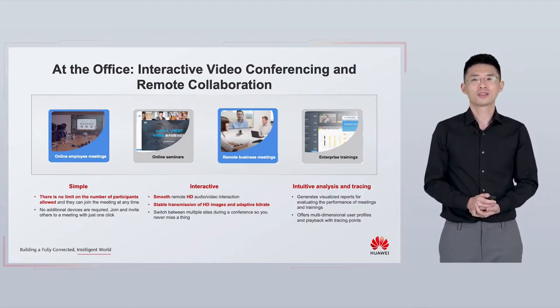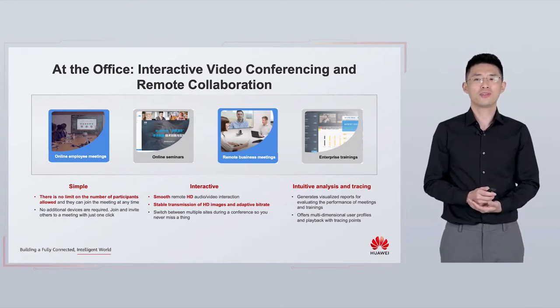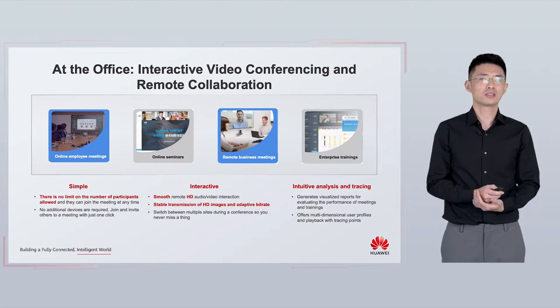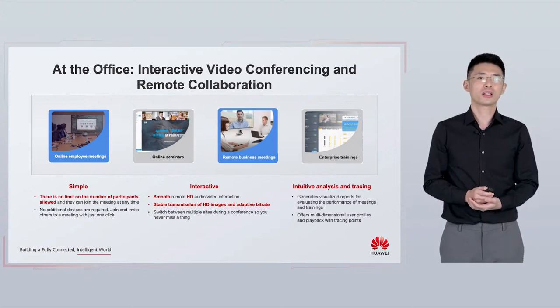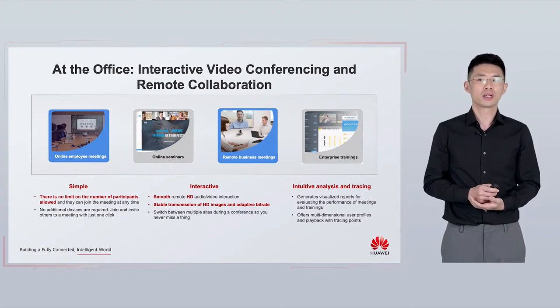First is simple. Simple means you don't need more terminals or equipment. With just a single device, you can join the room, and there is no limit on the number of participants in the meeting. The second is interactive. We support smooth remote HD quality and stable transmission for HD images, with adaptive bitrate. And third, we have switching between multiple cells during a conference, so you never miss a thing.